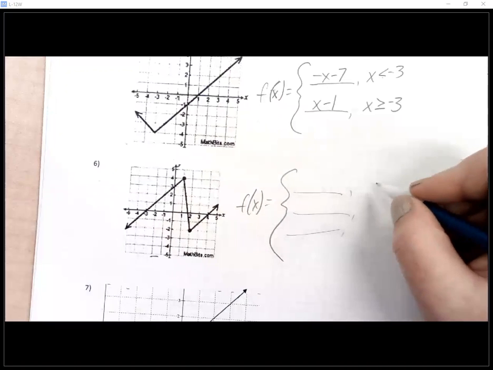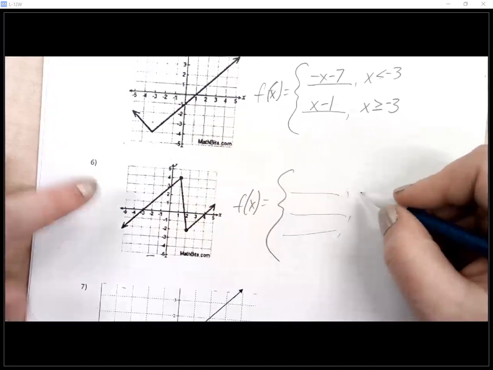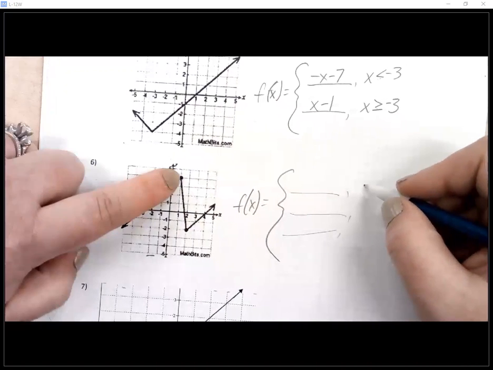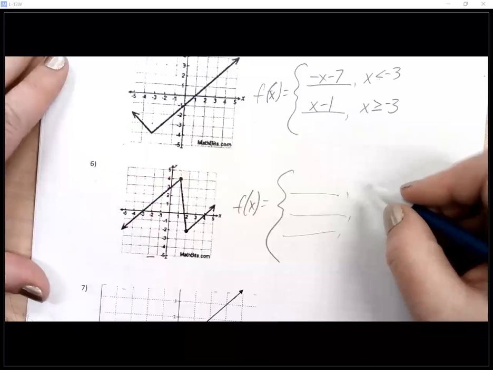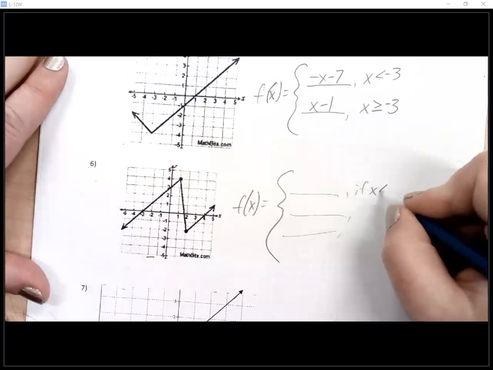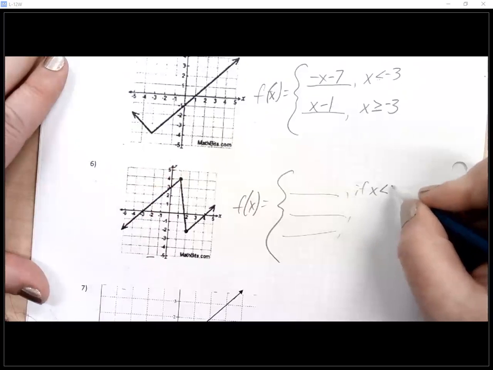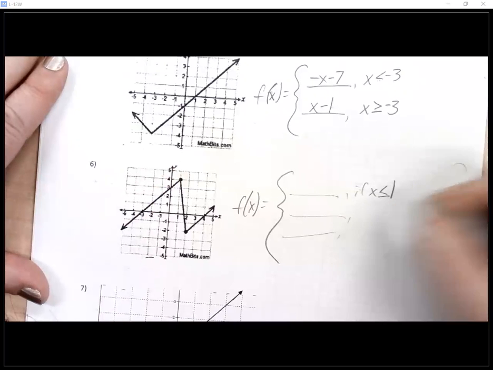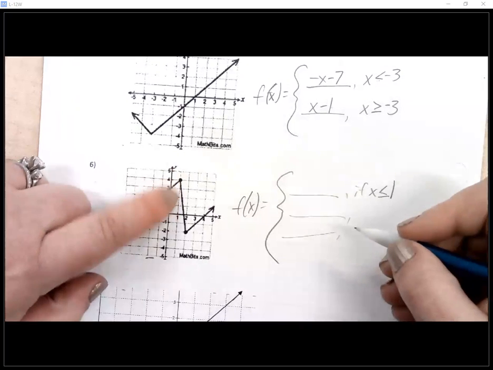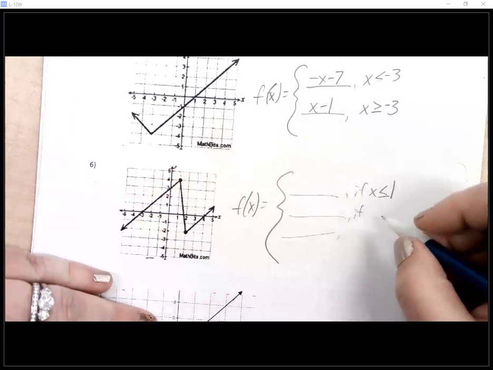Okay, so let's take a look at your answer for number 6 real quick. Where does this first graph live? If x is what? Greater than or equal to 1. Oh, no, other way. Less. Yeah, we can put the or equal to there. And then this middle piece, where does that live? In between what and what? 1 and 2.